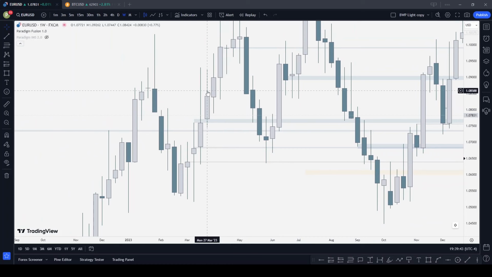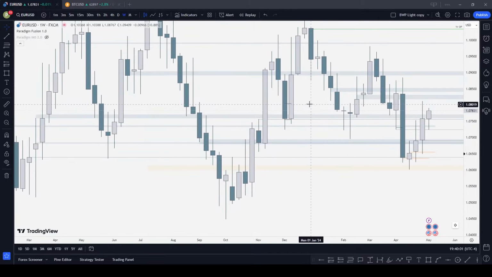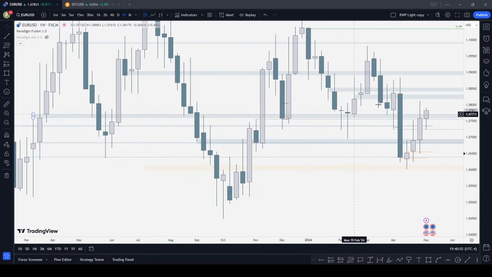We had a close above it here, we had a return to it here. A close below it here, a return to it here. A close above it here, a return to it here. A close below it here, a return to it here. A close above it here, you got a return to it here. And so on and so forth. You can see a close below it here as well, a return to it here.